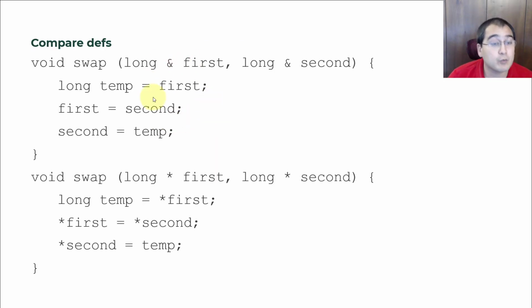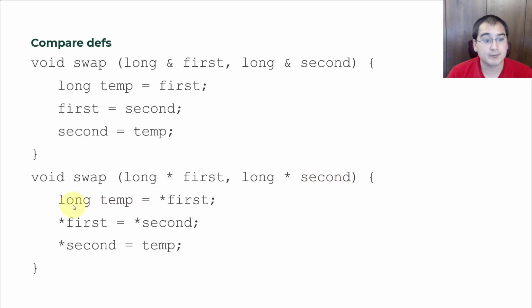Now, this is one way to write the swap function. Note, swap doesn't have to return anything, because its whole job is to change its two parameters, or more specifically the arguments that the parameters are references to. You can also do the same thing with pointers. Note here I have a pointer to a long named first, and a pointer to a long named second. Now, how would you do a swap with pointers?